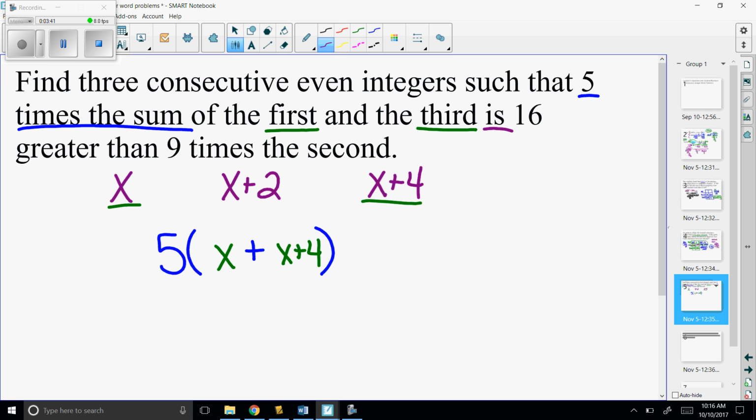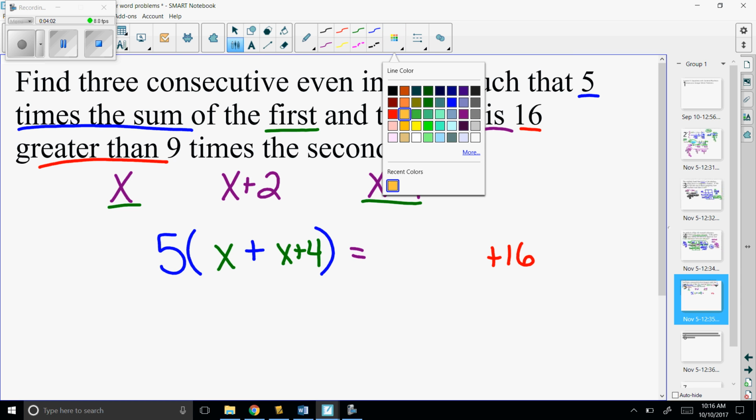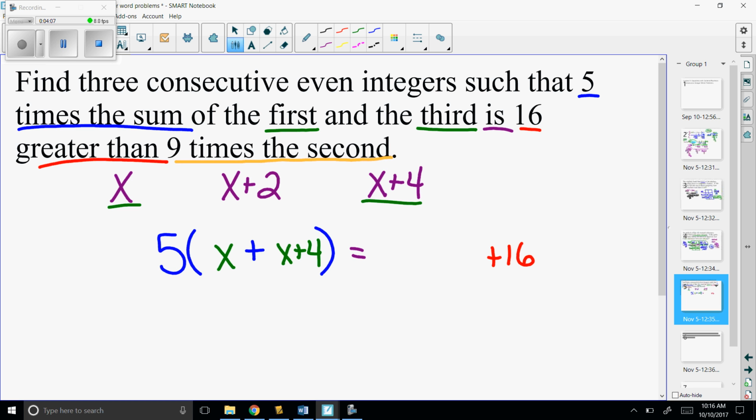What does this word mean? Equals. And then I have 16 greater than, what's that mean? Yep, plus 16. You're going to add 16. I usually do that off to the side with a little bit of space because it's 16 greater than a particular value. What is it 16 greater than? 9 times the second. So I have 9 times the second. But what's your second one? X plus 2.